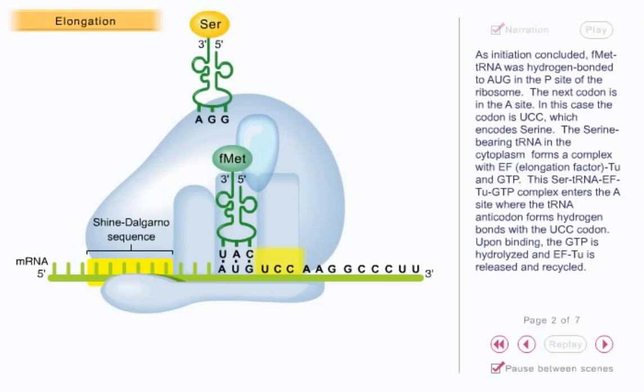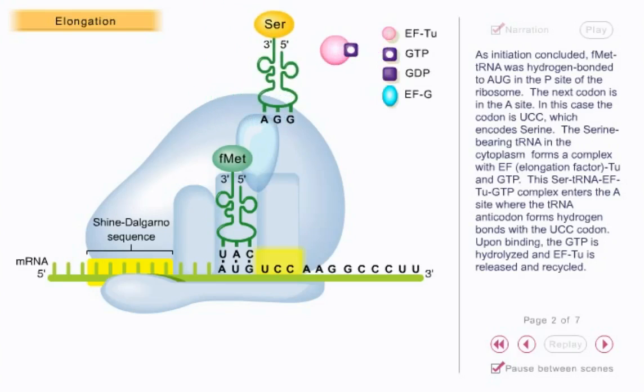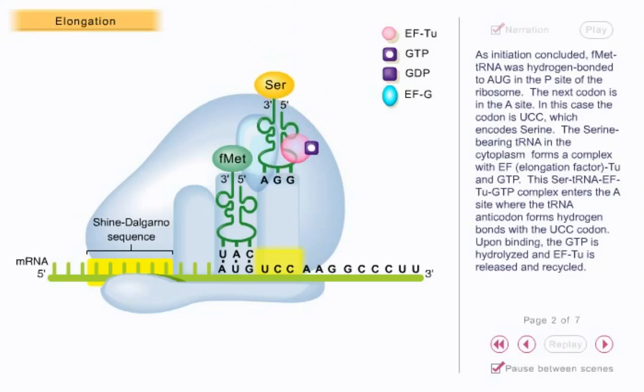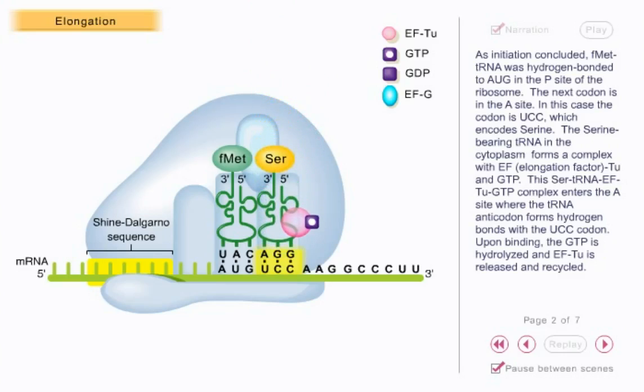The serine-bearing tRNA in the cytoplasm forms a complex with elongation factor Tu and GTP. This seryl-tRNA EF-Tu GTP complex enters the A site where the tRNA anti-codon forms hydrogen bonds with the UCC codon. Upon binding, the GTP is hydrolysed and EF-Tu is released and recycled.